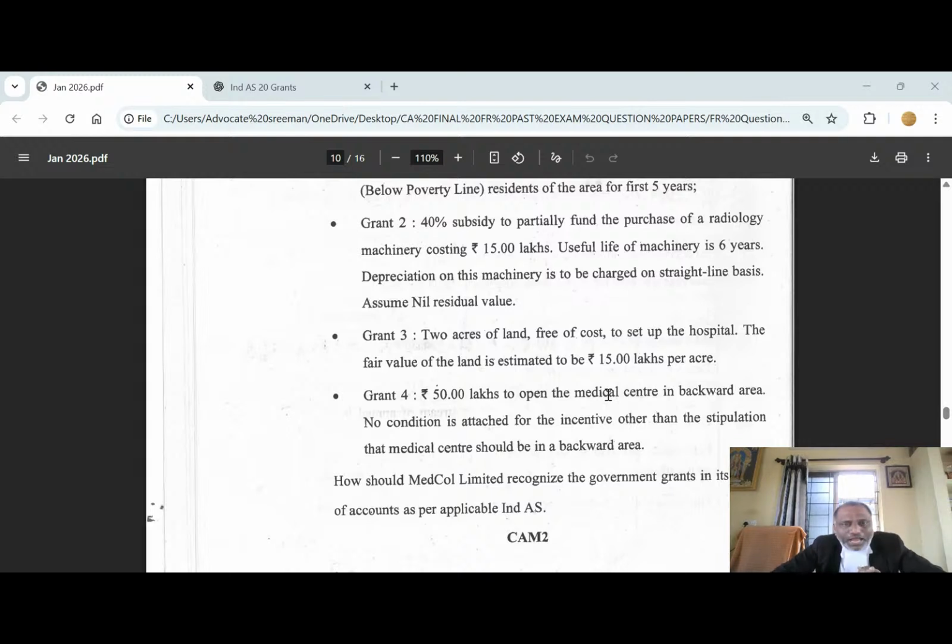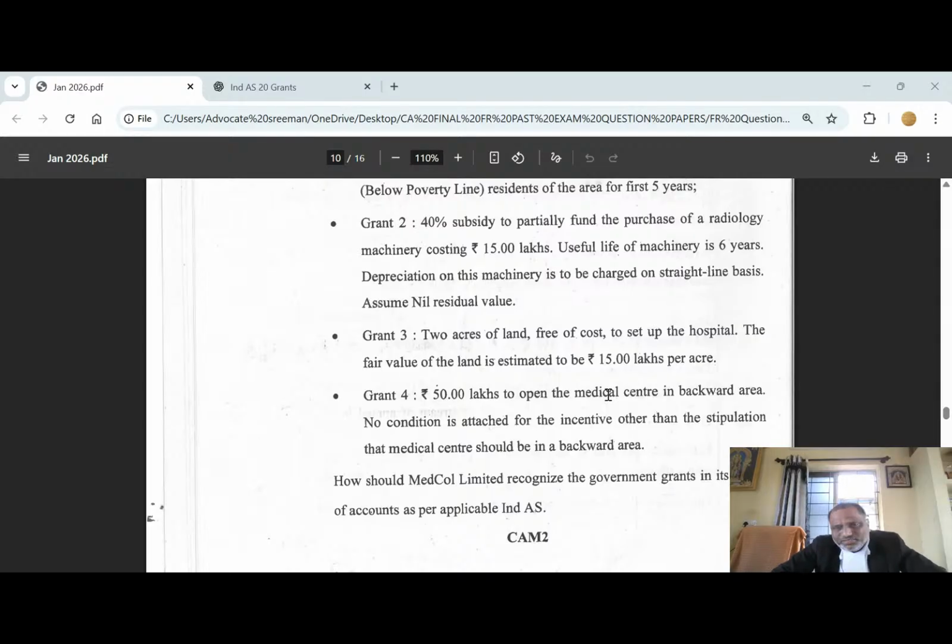Now, I would like to come to method 2. Method 2 says that whatever subsidy came, you reduce from the cost of the asset. Then my purchase of plant and machinery is 15 lakhs, right? And 40% subsidy, right? Then 60% is 9 lakhs.